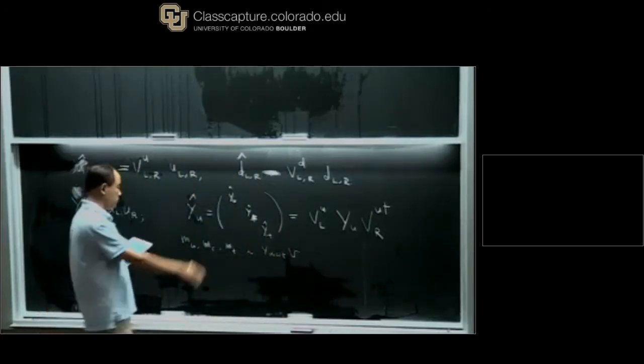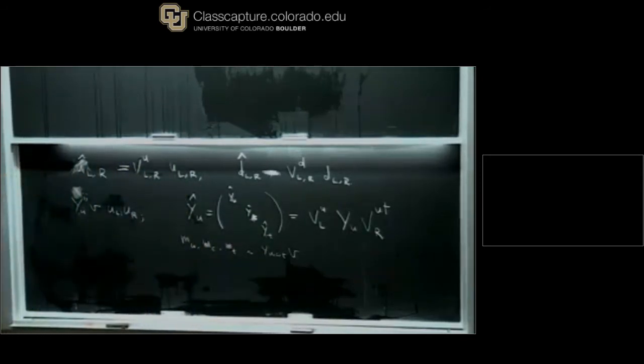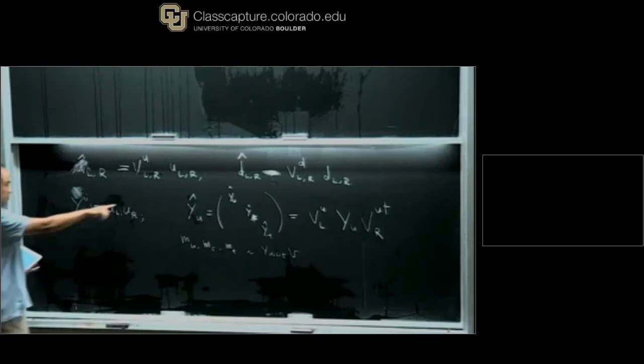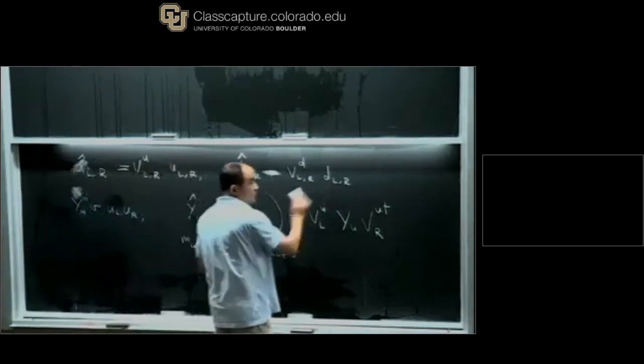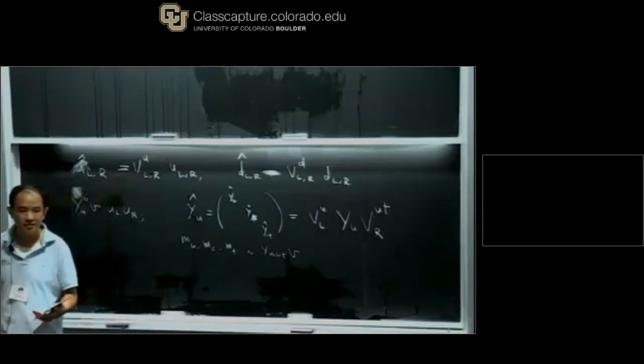All right. I'm going to also do this for the down sector. So this is the down sector. I have these two rotations. So I diagonalize the mass matrix and go to the mass eigenstates.